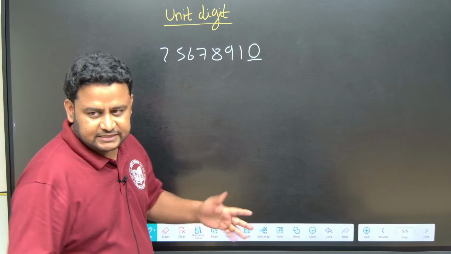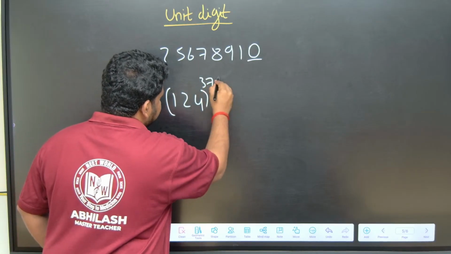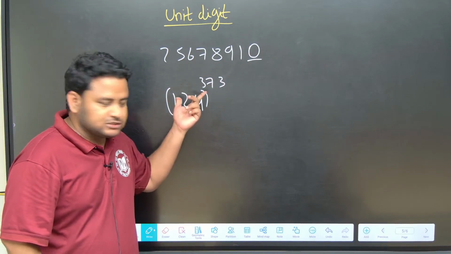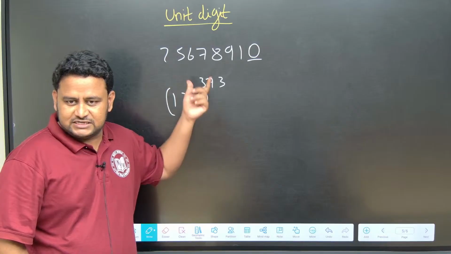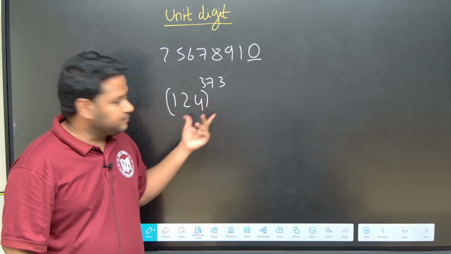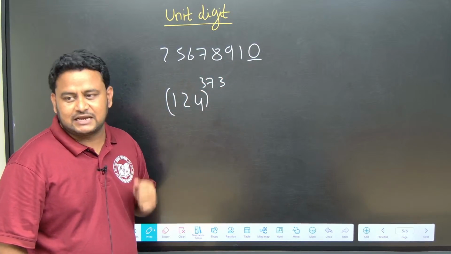If I give it like this, even middle school or primary school children will say what the unit digit is. But in the examination, you will get a question like 124 to the power of 373. They will ask us to find the unit digit. Is it possible to find this much power? To find even the square or cube is very difficult. 124 raised to the power of 373, how can you find it out? It is not possible even on a calculator.